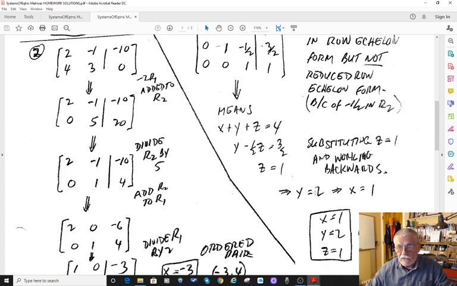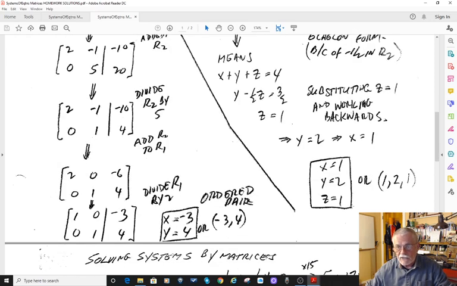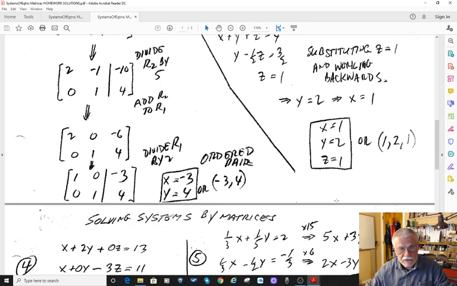I get y is a 2, right? Because if I plug a 1 in here, I get negative a half, add a half to both sides. 4 halves is 2. I get y is a 2. And then I substitute z is 1, y is 2 into here, and I get x is 1. So this will be my ordered triple, a point in 3-dimensional space.